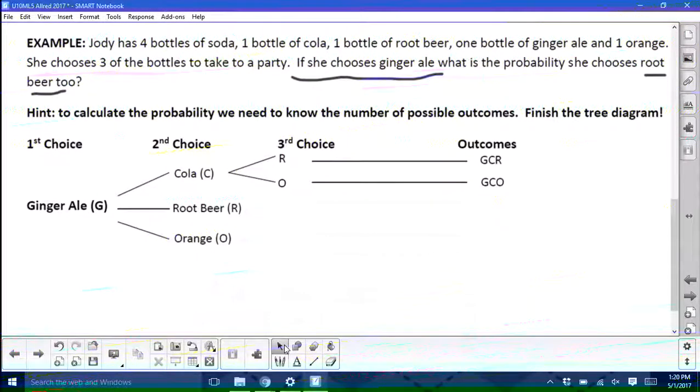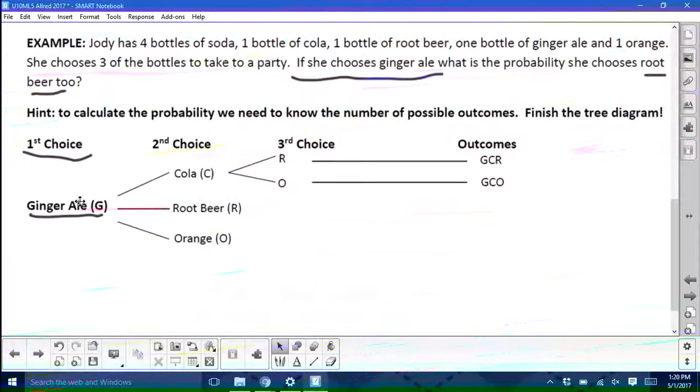As you can see, this tree diagram is a little different because it says she does choose ginger ale. So you can see that my first choice, I went ahead and chose ginger ale because we knew she was going to choose ginger ale. She only has one bottle of ginger ale, so there's only 3 things she could pick next: a cola, a root beer, or an orange drink. If she picked ginger ale and then cola, she could only pick root beer or orange drink third. So she could go ginger ale, cola, and then root beer, or ginger ale, cola, and then orange drink.